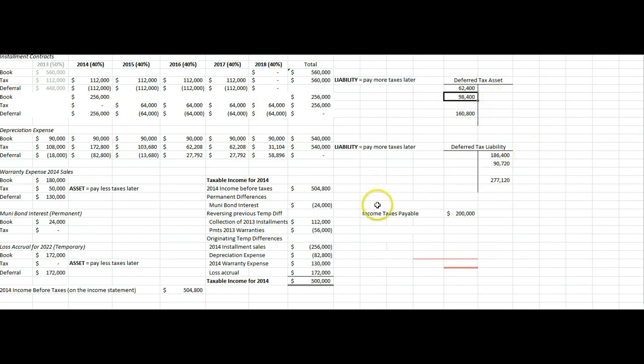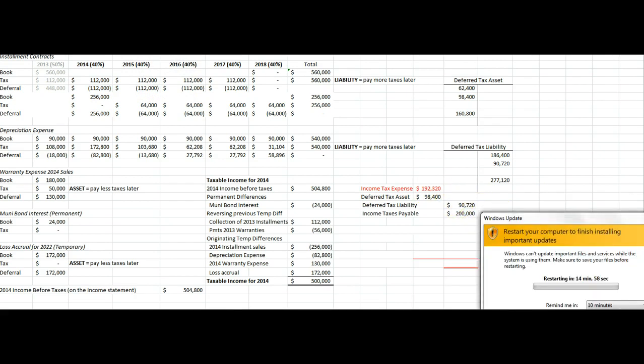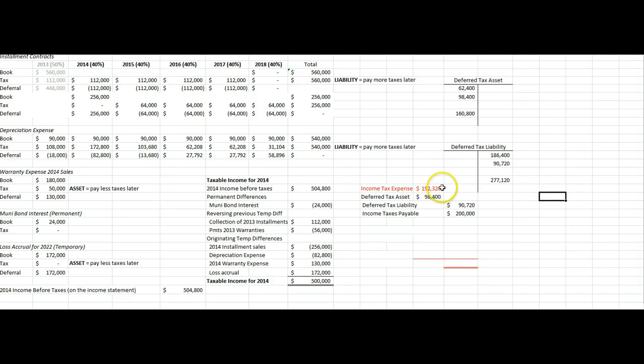Okay, so let's do our journal entry again. That means to get our deferred tax liability to where we want it to be, we have to credit it for 90,720. To get our deferred tax asset where we want it to be, we have to debit it for 98,400. And that means that our income tax expense on our income statement must be this plus this minus this, or 192,320. What's that look like on our income statement?